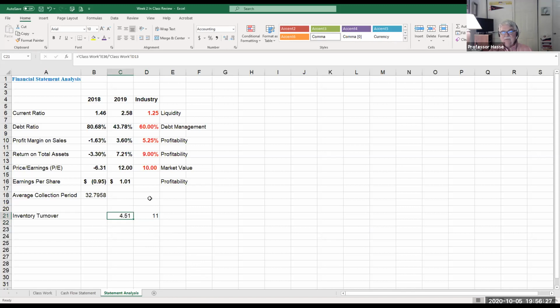I forgot to give you this. Our industry average for collections in this industry is 28 days. We're not too bad. Still, we're a little bit higher than our industry average. We're not collecting it fast enough, and we're not selling it enough.